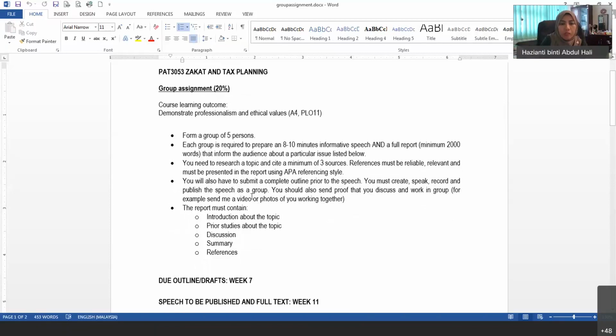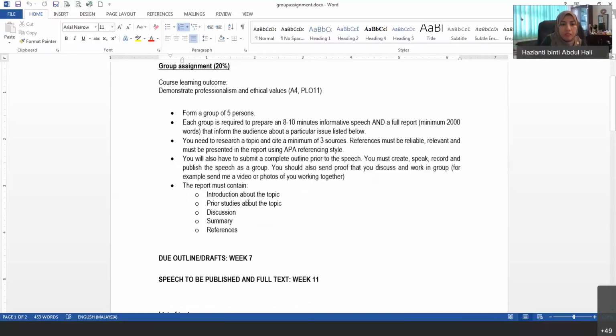And you have to submit your outline prior to the speech. So you must create, speak, record, and publish the speech as a group. So you alternate editing a bit later, and also you need to send me the proof that you discuss and work in group. For example, you can send me a photo or video of you working together. Or just a screenshot of you discussing.